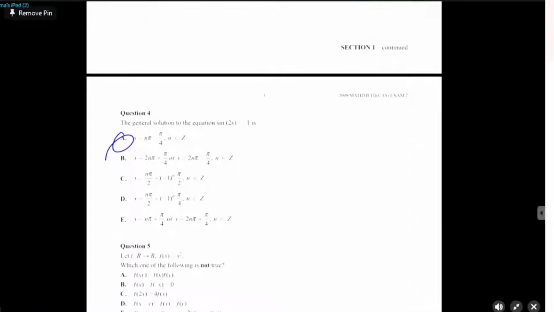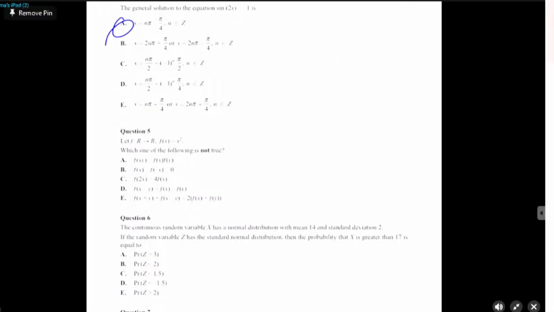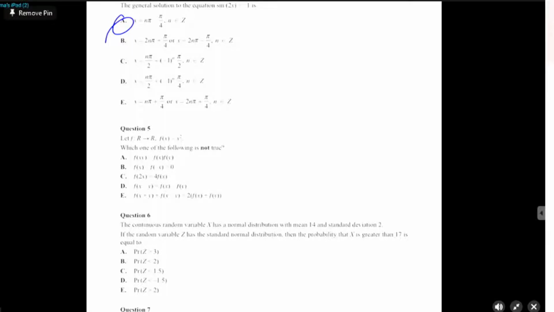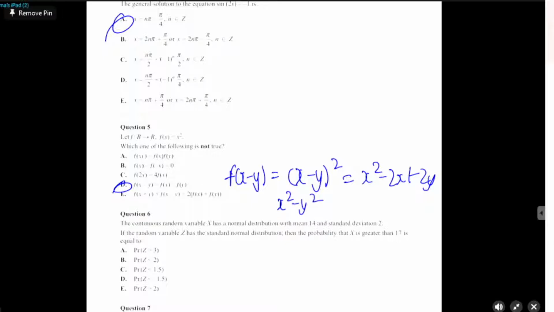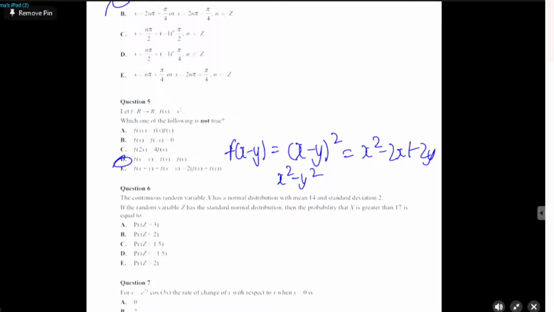And then question 5, you can just define this on your CAS, or you can just try out all the possible solutions. D is the right answer, and it's because f(x minus y) is equal to (x minus y) squared, which equals x squared minus 2xy plus y squared, which isn't the same as x squared minus y squared. So you mean plus y squared? Oh yeah, sure.